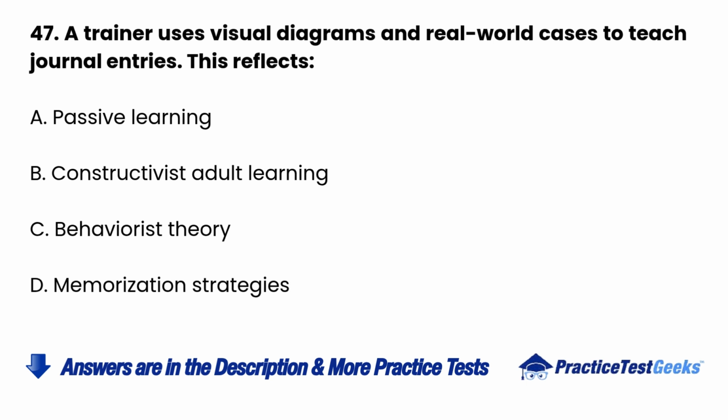47. A trainer uses visual diagrams and real-world cases to teach journal entries. This reflects: A. Passive learning. B. Constructivist adult learning. C. Behaviorist theory. D. Memorization strategies.